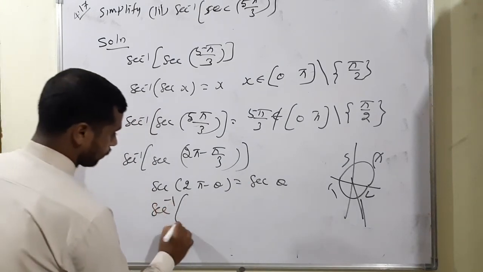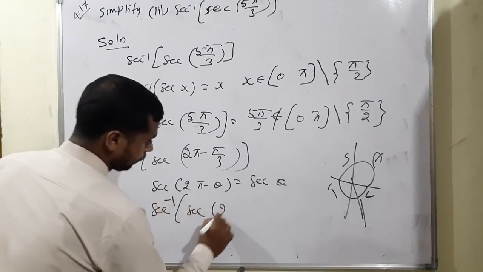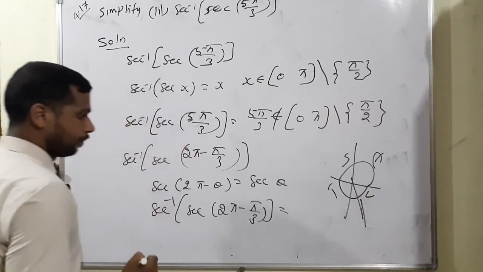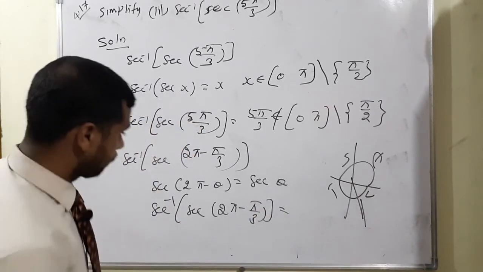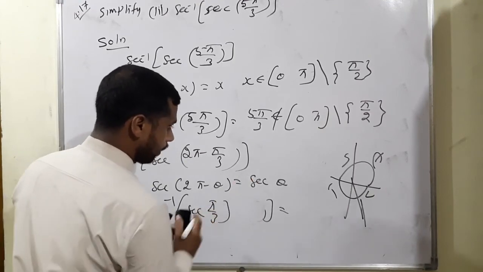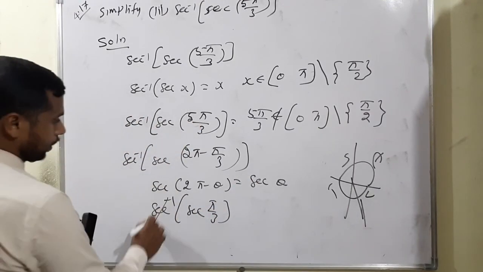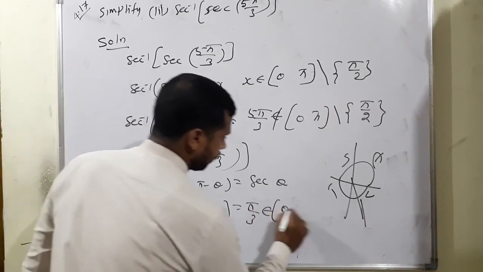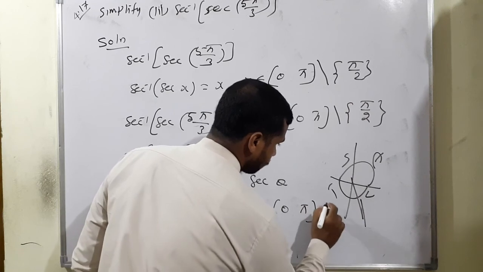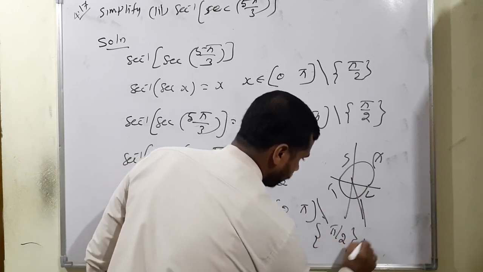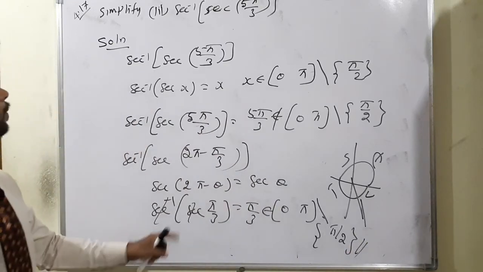Therefore, secant inverse of secant of 2 pi minus pi by 3 is equal to secant pi by 3. Secant inverse and secant cancel, so it is equal to pi by 3. It belongs to 0 to pi except pi by 2. Okay, this is the answer for subdivision third.